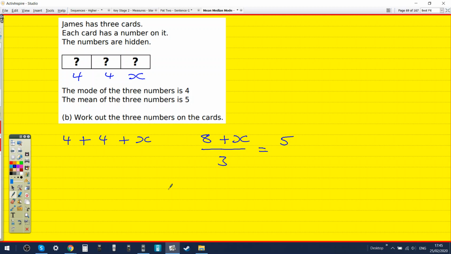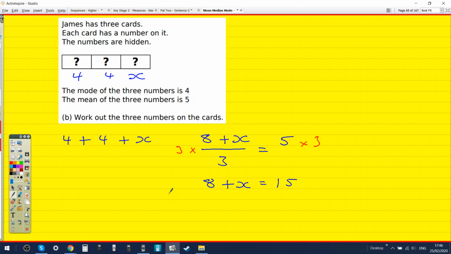Would you do 8 times by 3? You could times both sides by 3. What is 3 divided by 3? 3 divided by 3 is 1. And so that leaves you with just 1 times 8 plus x, which is just 8 plus x. So if you ever times a fraction by the denominator, it just gets rid of the denominator. What is on the right side? 15.